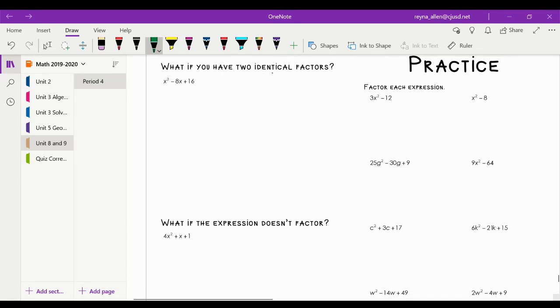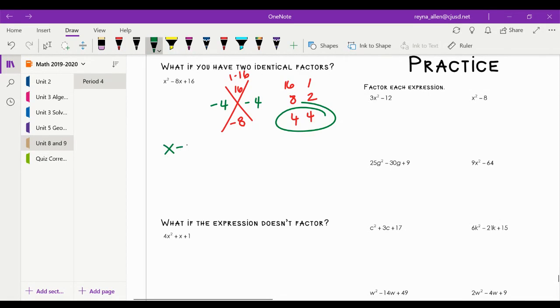Okay, what happens if you get 2 identical factors? So that's kind of a spoiler, but you'll be able to see. So a times c, so 1 times 16, and then b is negative 8. And then we need factors of 16. So we can do 16 and 1. We can do 8 and 2, or we can do 4 and 4. Which one is going to make negative 8? The first one, the second one, or the third one? Yep, the third one. But they both need to be negative.